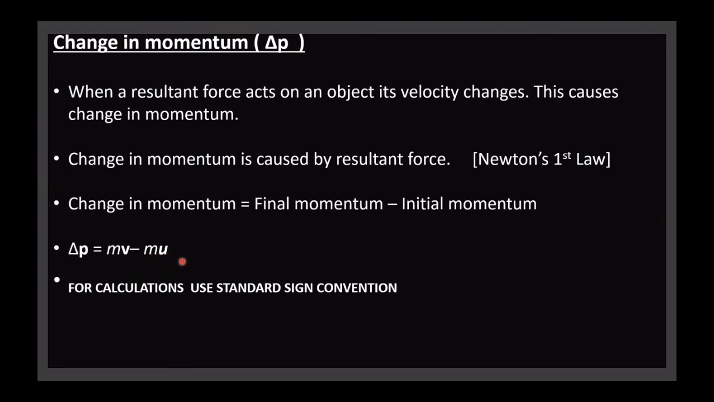The equation appears to be very simple, but you need to be very careful in doing the calculation of change in momentum. You need to consider the direction of velocity appropriately. For calculations, you need to use the standard sign convention. In physics, the standard sign convention used is towards right is positive, left is negative, upward direction is positive, and downward is negative. Hope it's very clear now.